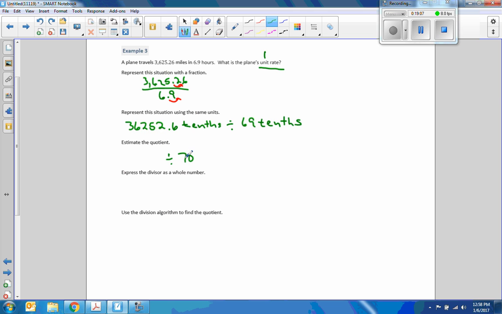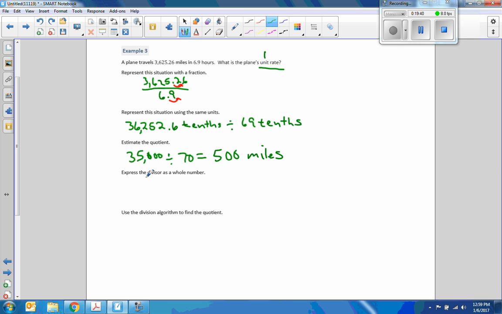And 7 times 1 is 7, 7 times 2 is 14, 7 times 3 is 21, 7 times 4 is 28, 7 times 5 is 35, and that's pretty close to this. So I'm going to make that 35,000. Okay, and that's my estimate. So now when I divide 35,000 by 7,000, or 70, I get 500 miles as an estimate. The plane's going approximately 500 miles per hour. Okay.